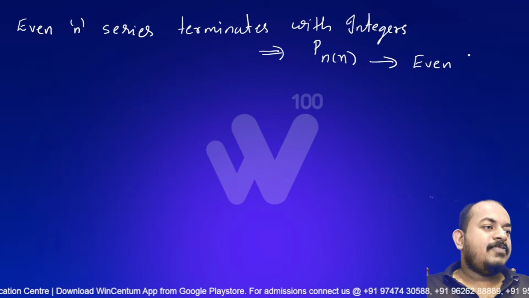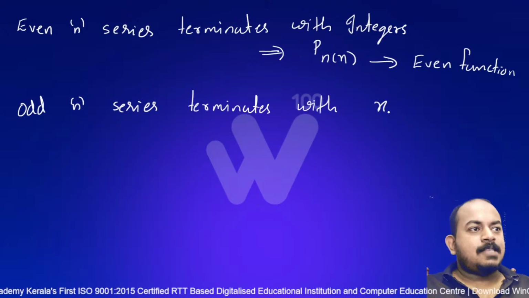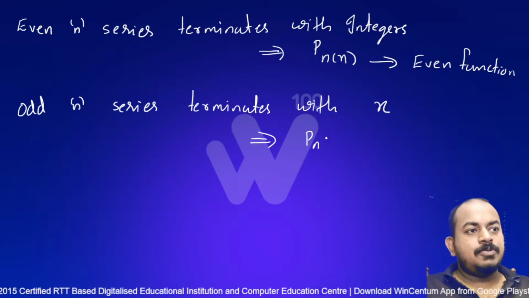All right, and similarly the odd n series terminates with x, corresponding to pn of x being an odd function. Okay, so these are the general things that we need to understand about the Legendre's functions, which are the solution of the Legendre's differential equation.